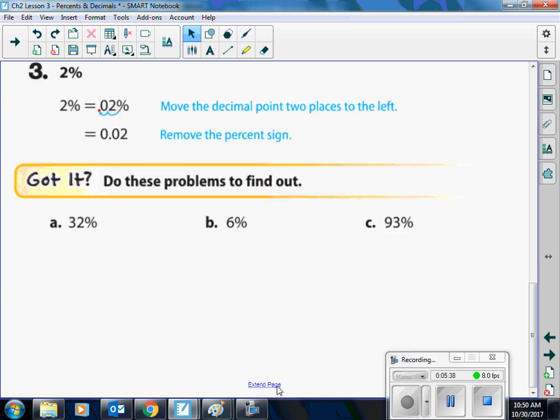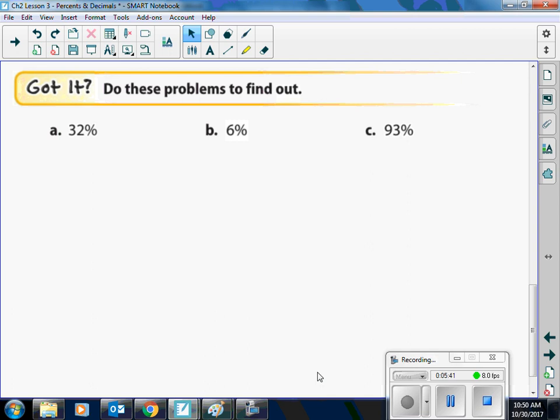So let's do these problems together. For problem A, let's do it the fraction way. The first thing we want to do is write that percent as a fraction. So 32% is 32 over 100. Now we're not going to simplify because we want the fraction to be over 100, right? So that says 32 hundredths. So how do I write 32 hundredths as a decimal?